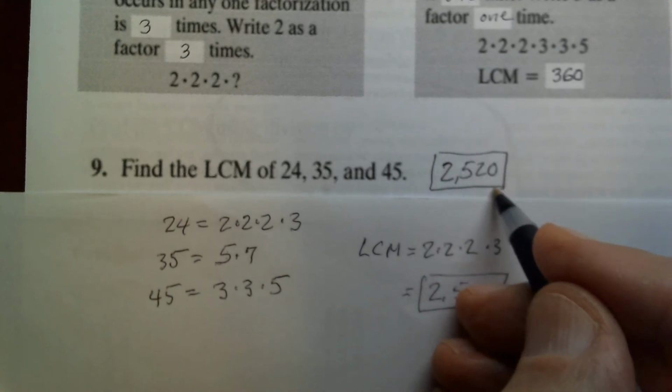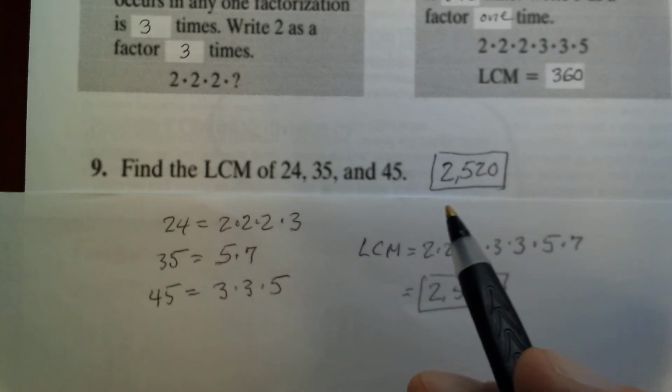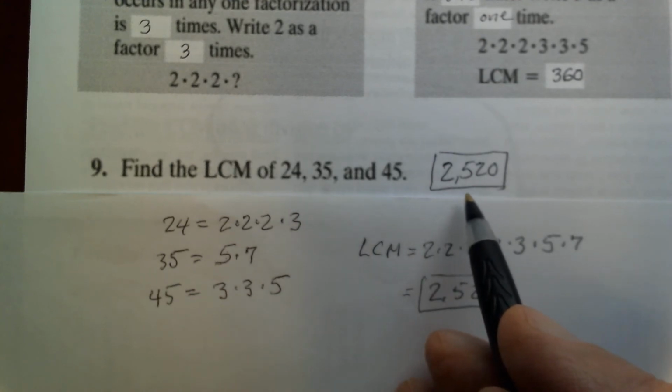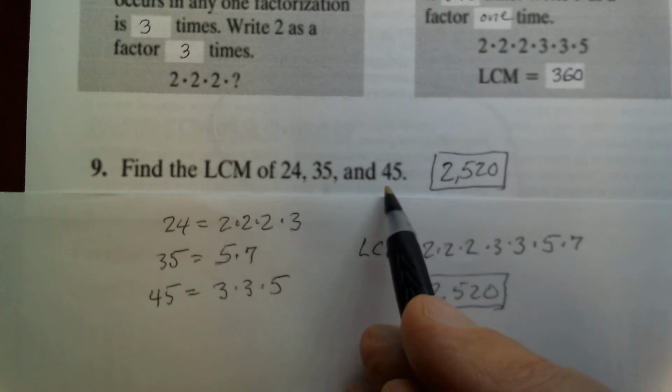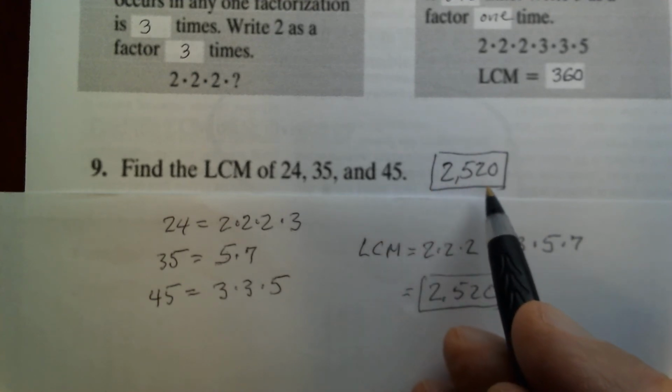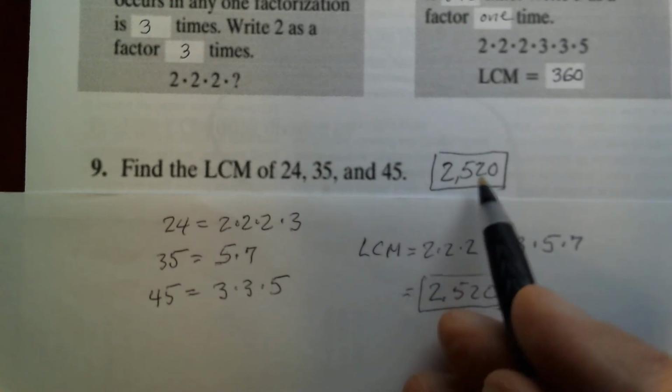And by the way, you can check your answer very easily. Maybe take a calculator, divide 24 into 2,520, divide 35 into 2,520, and divide 45 into 2,520. And in each case, you get a whole number without a remainder. So in other words, that is the LCM.